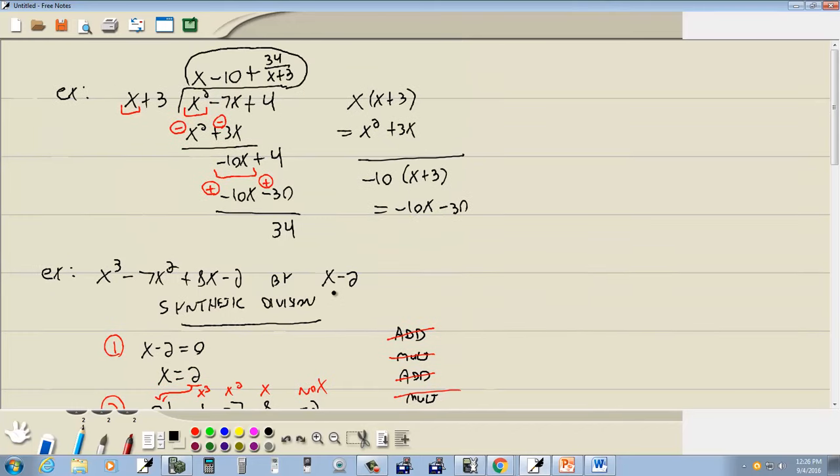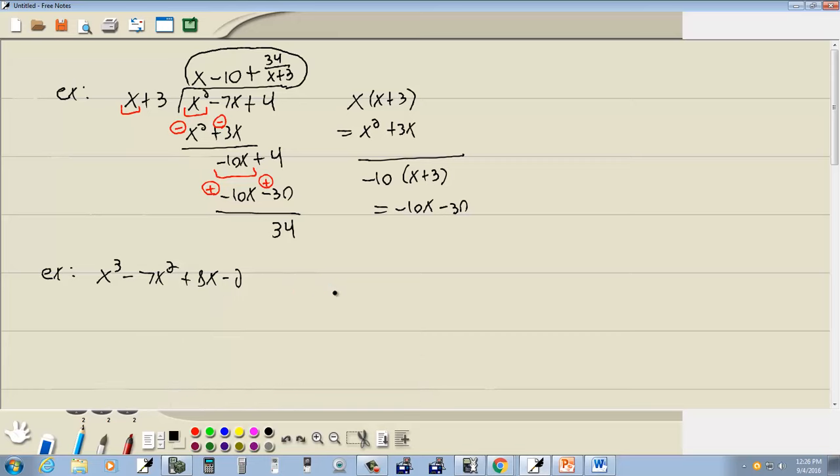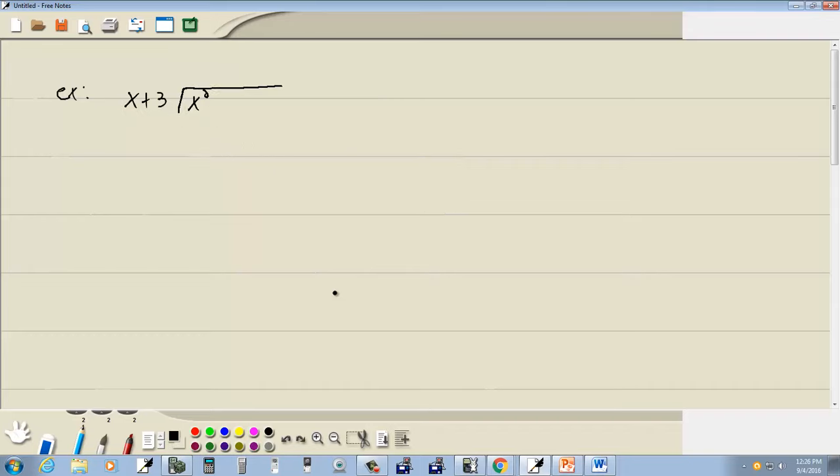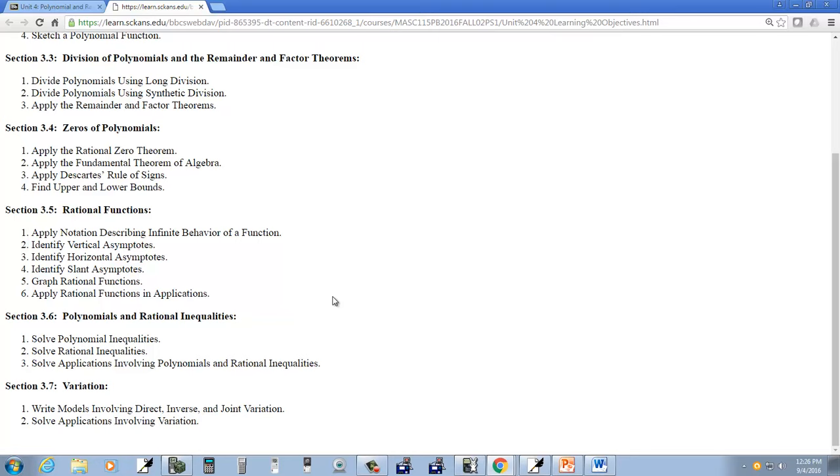Okay, let me clear this off. And then we'll look at the next topic. Remainder theorem.